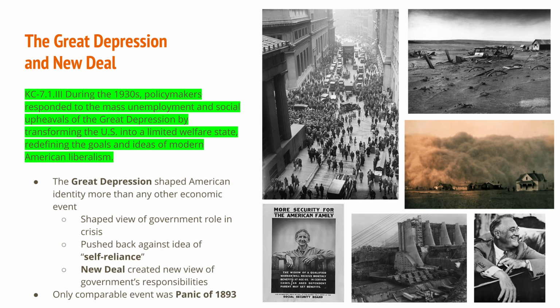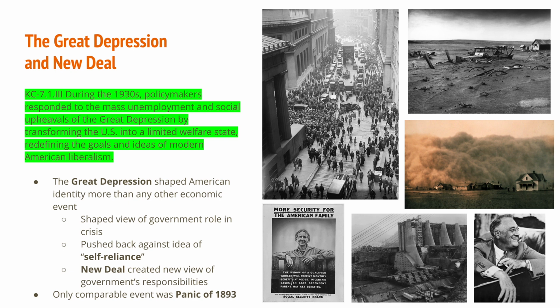So during the 1930s, policymakers responded to the mass unemployment and social upheavals of the Great Depression by transforming the U.S. into a limited welfare state, redefining the goals and ideas of modern American liberalism. So the Great Depression, more than any other economic event in American history, shaped American identity. That is because the widespread unemployment that was up to 25% touched 1 out of every 4 households. Everyone knew someone that had been affected, had lost their jobs, had lost their savings as a result of the bank runs that came with the Great Depression.